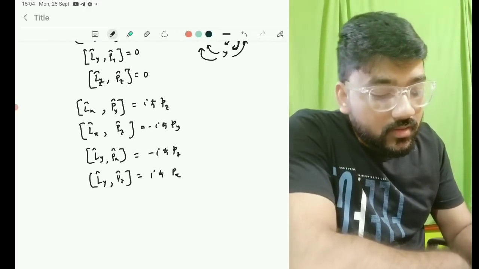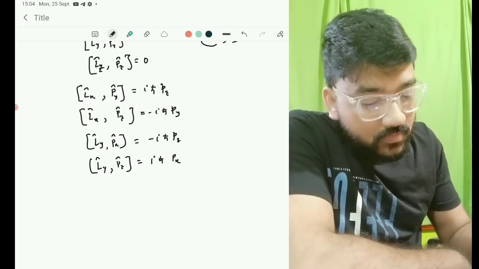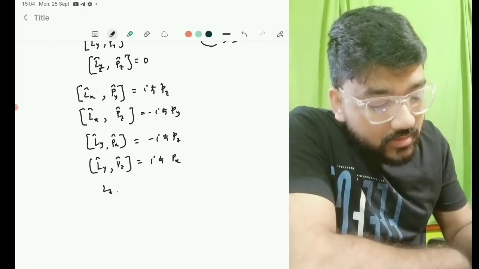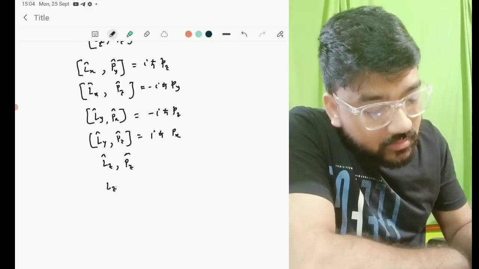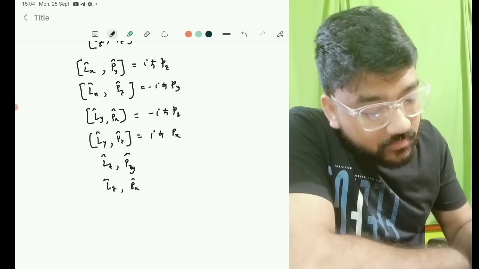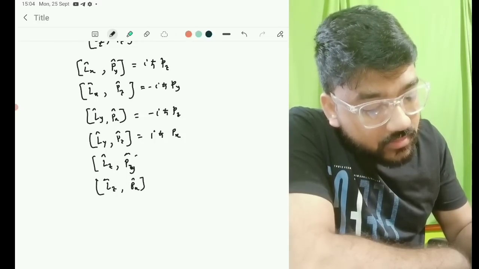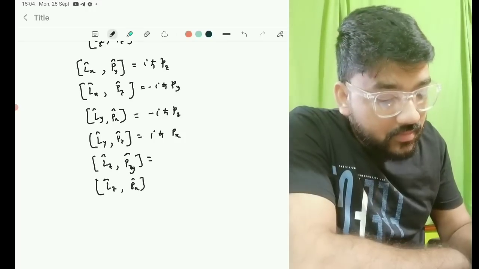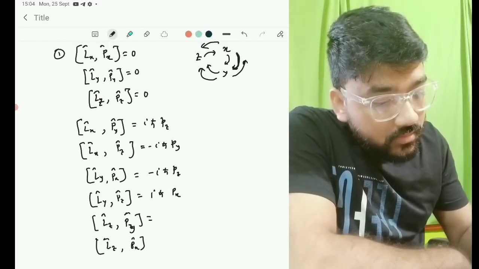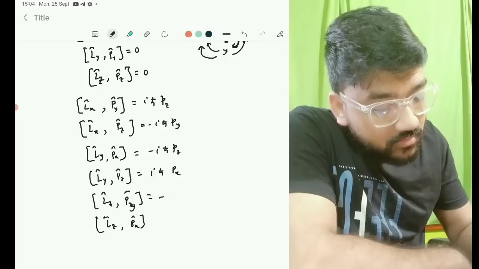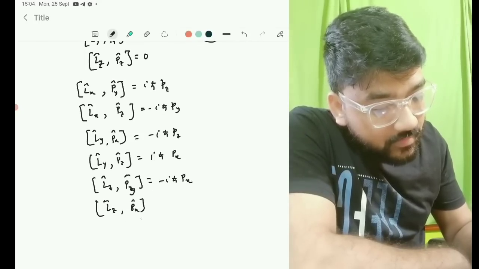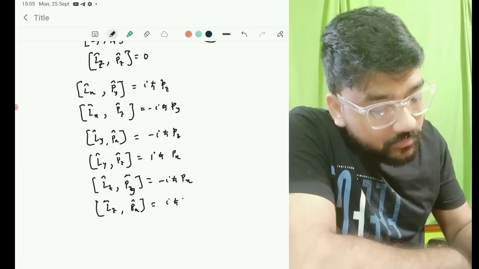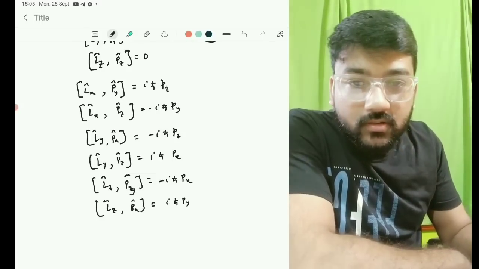Similarly, you can write for z also. That is Lz with Pz, which is 0, then Lz with Py and Lz with Px. So z to y means minus i h cross Px, and z to x means i h cross Py. So this is how you can solve this.